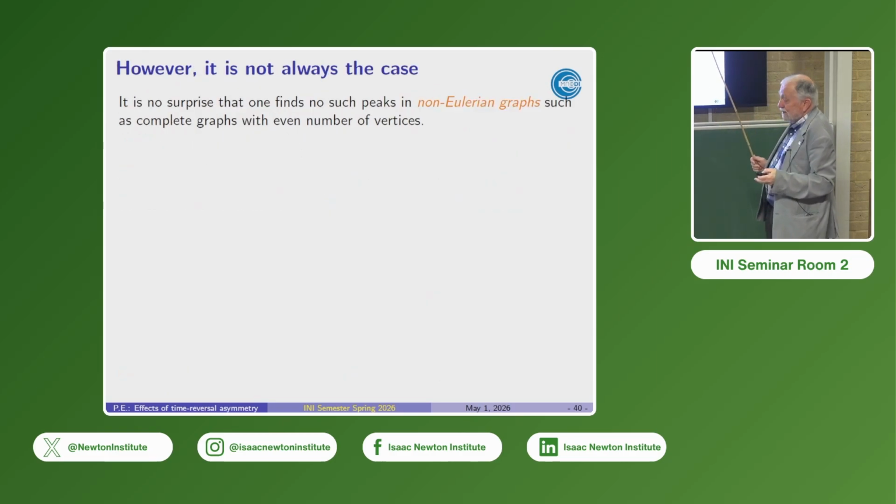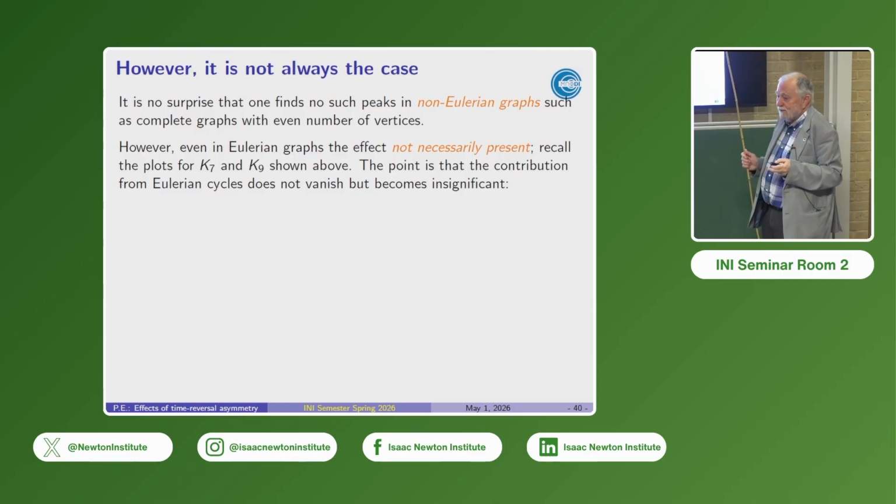On the other hand, it's not always the case. For example, if you have non-Eulerian graphs, you lack such a mechanism, and then you would not expect such peaks. And in the examples you look at, what people computed, you never saw such peaks.